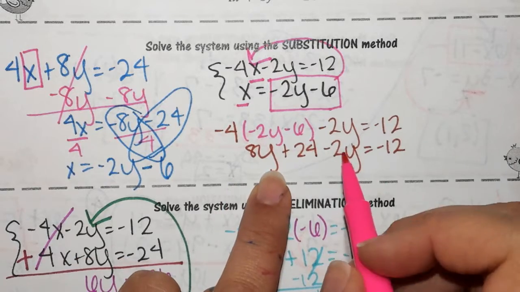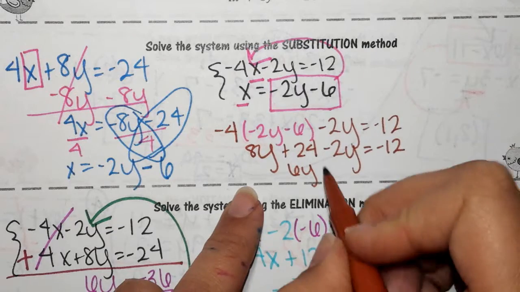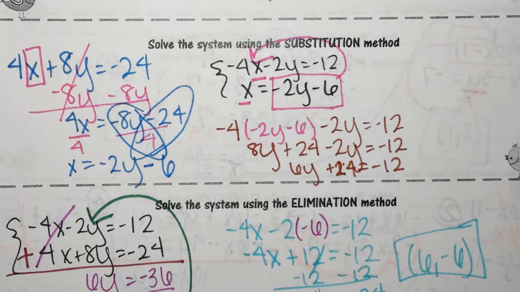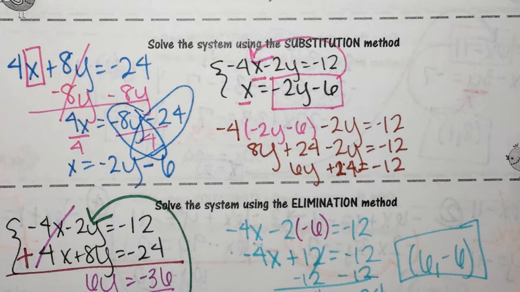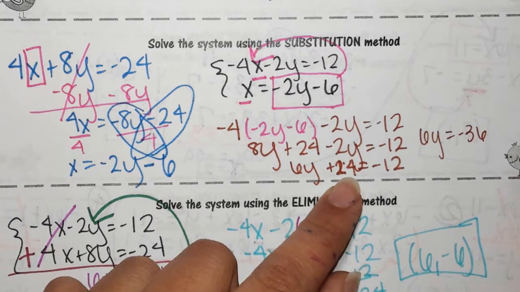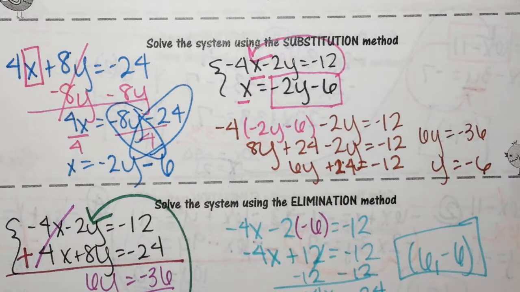Did you combine like terms? And you got 6y plus 20. Did y'all get that? Did you subtract 24? And you got 6y equals -36. So y equals -6. Is that what we were supposed to get?